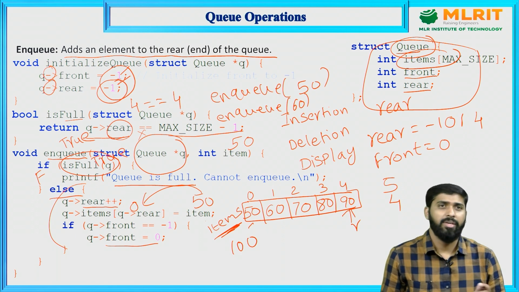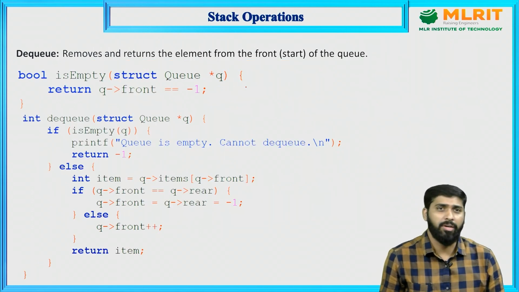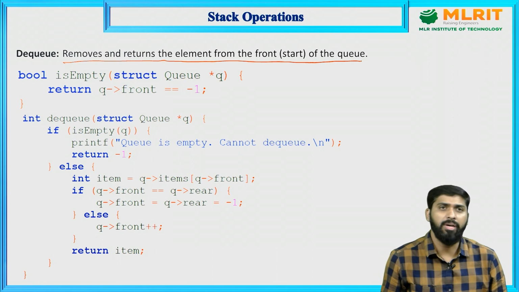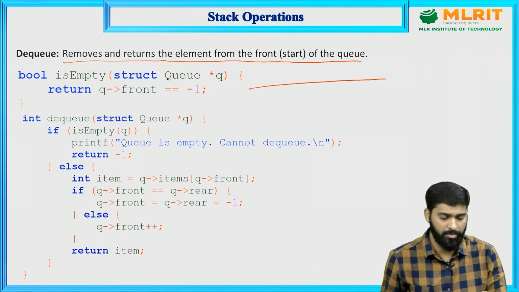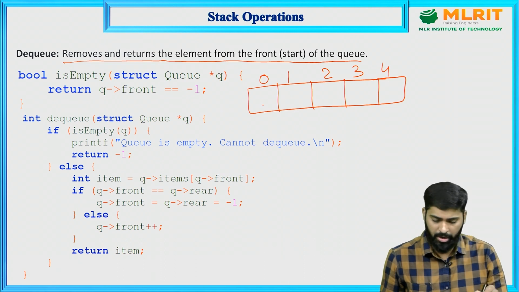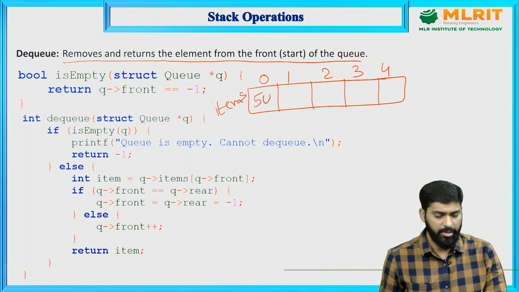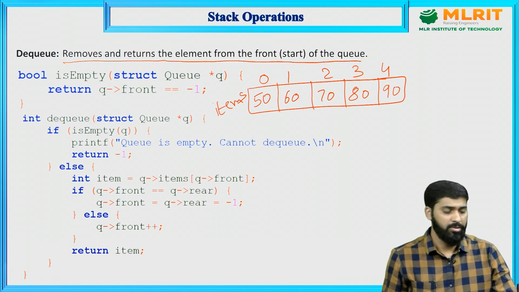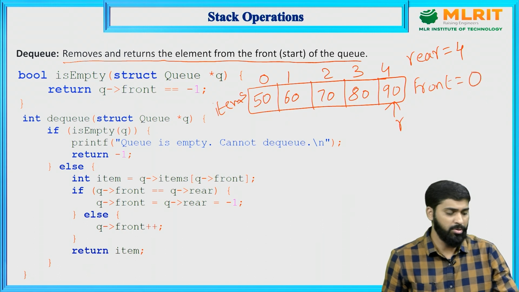So this is about the NQ function. The next function is DQ. DQ means it removes and returns the element from the front of the Q. Okay, let us assume this is the Q. Size is 5, indexes 0, 1, 2, 3, 4. Let us assume the Q name is items, holding 50, 60, 70, 80, 90. Now what is the rear value? Rear value is 4. What is the front value? Front value equals 0. This is the front.